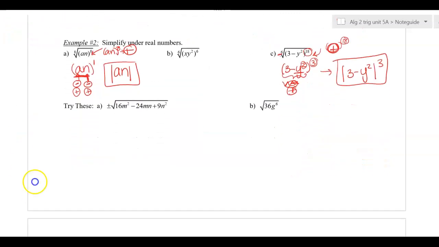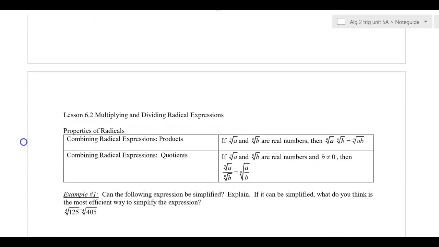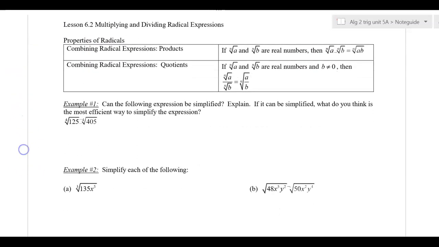Again, I'll come back to the try these at the end so that you can decide how you want to do that. The second lesson is on multiplying and dividing.